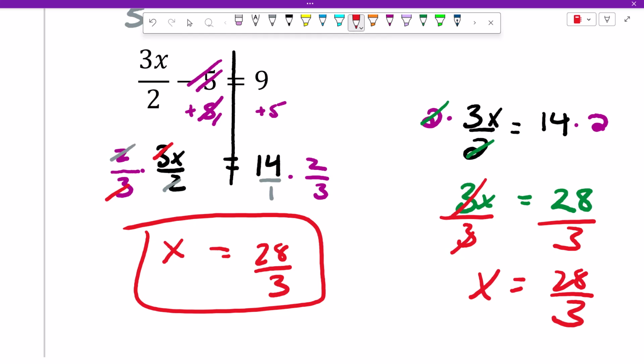Okay? Still the same answer. Some of you guys find this easier. Some of you guys find that easier. To me, it doesn't make a difference. You pick the method that works for you.